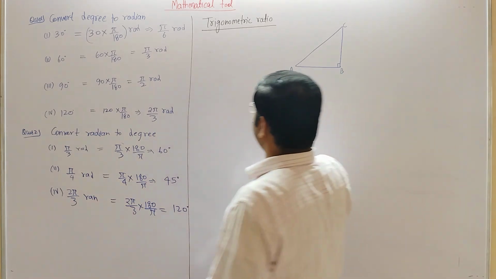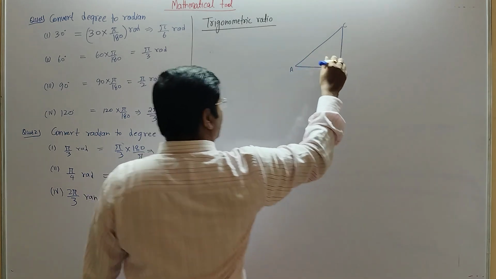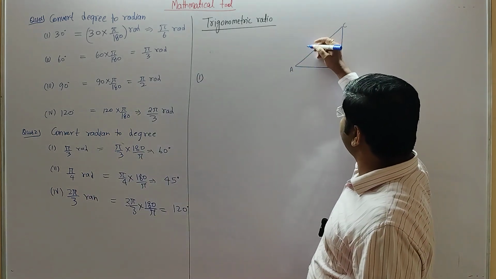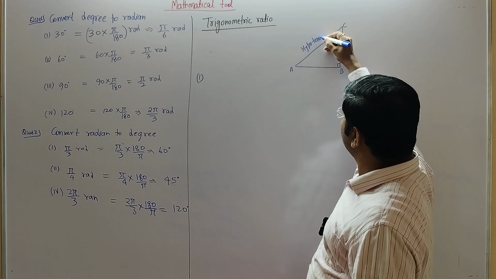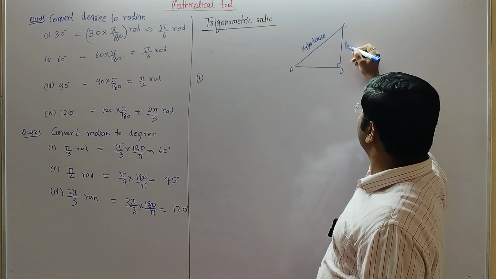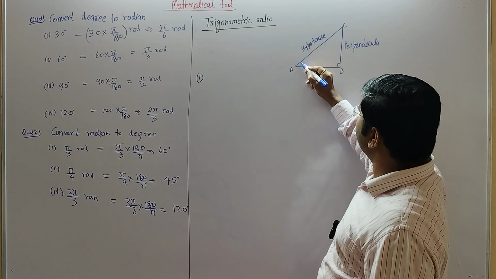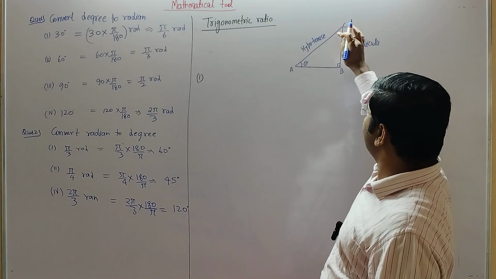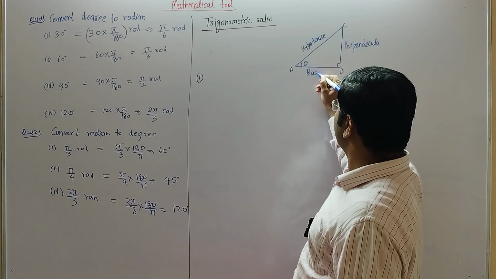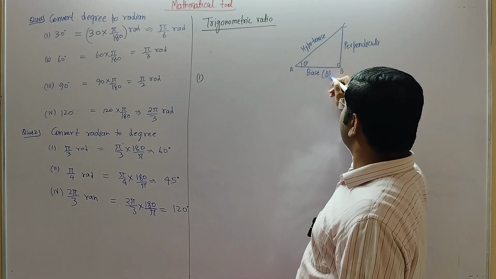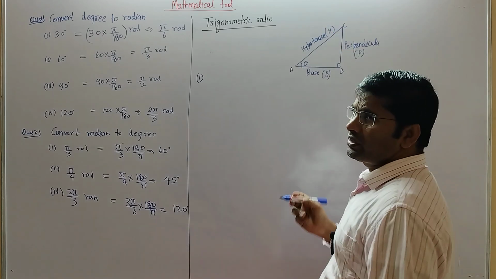If I am taking the ratio of sides of a triangle, this one is 90 degrees, so this one will be the hypotenuse. This one is perpendicular. For this angle, this will be perpendicular. If you take this angle, then this AB will be perpendicular. This will be base. In shortcut we will write base, perpendicular P, hypotenuse H. So this is a right angle triangle.